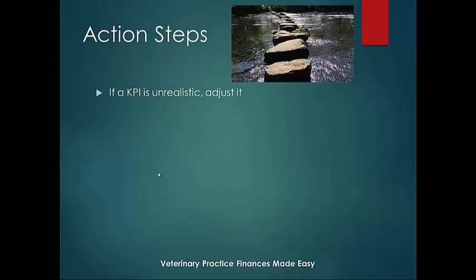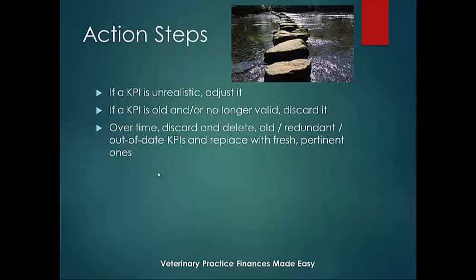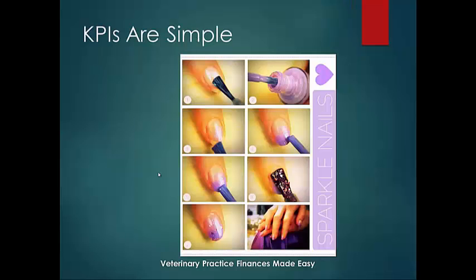If you find during that analysis that the KPI is unrealistic, adjust it. Don't stick to a KPI that doesn't work. KPIs are flexible, as I said, right up front. If it's old or no longer valid, for example, if the practice focus has changed, or if it no longer fits within the practice vision, discard the KPI. And over time, you're going to discard and delete redundant, old, outdated KPIs and replace them with fresh, pertinent ones that are relevant and pertinent to your practice's evolution and current focus.